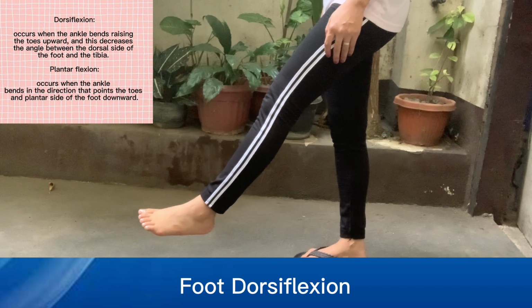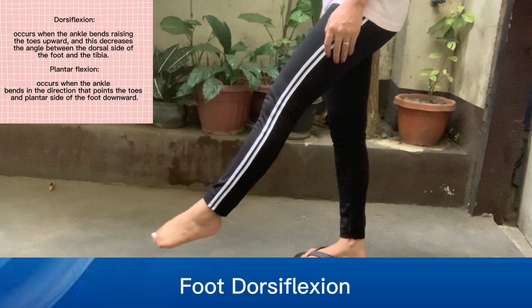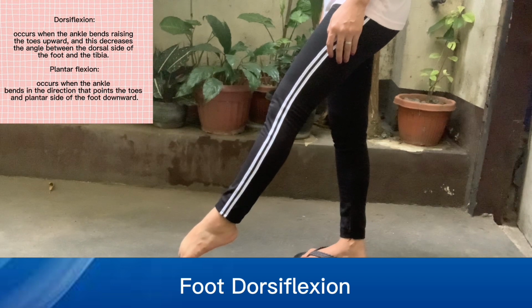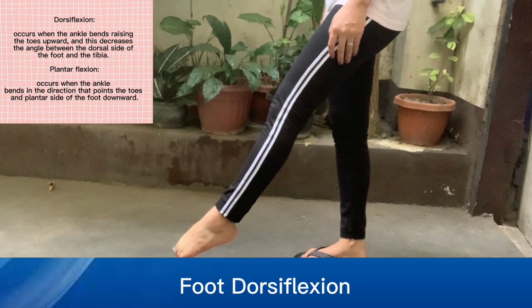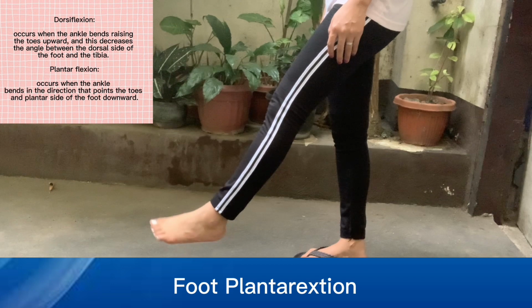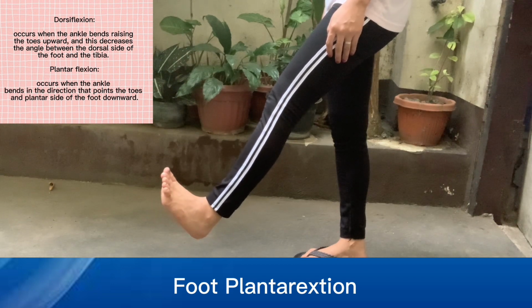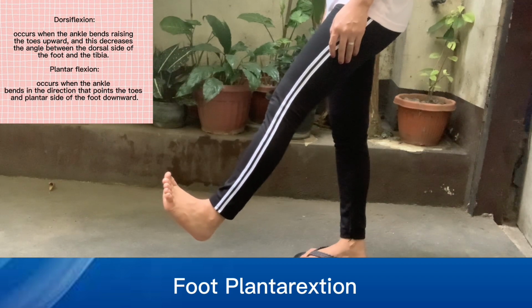The next movement terminology is dorsiflexion and plantar flexion. During dorsiflexion, the back or upper side of the foot moves toward the shin, decreasing the angle between these two surfaces, leaving the toes pointing a little bit closer to the head. During plantar flexion, the sole of the foot moves toward the calf, decreasing the angle between those two surfaces, leaving the toes pointing away from the body.